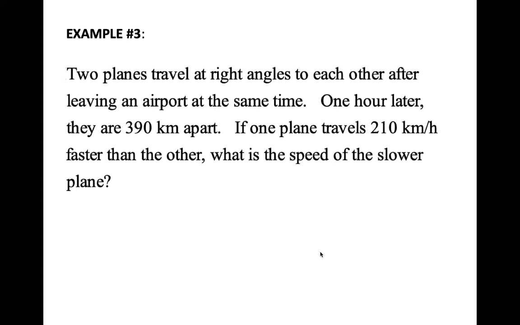Now we're going to need to draw a diagram of this so we can see it. I'll move to my solutions in a moment. What they're asking us to find is the speed of the slower plane. That is a clue to help me see that I'm going to let x be the speed of the slower plane. If x is the speed of the slower plane, then the faster plane is going to be x plus 210. I know they're moving at right angles, and at a certain point, they're 390 kilometers apart.